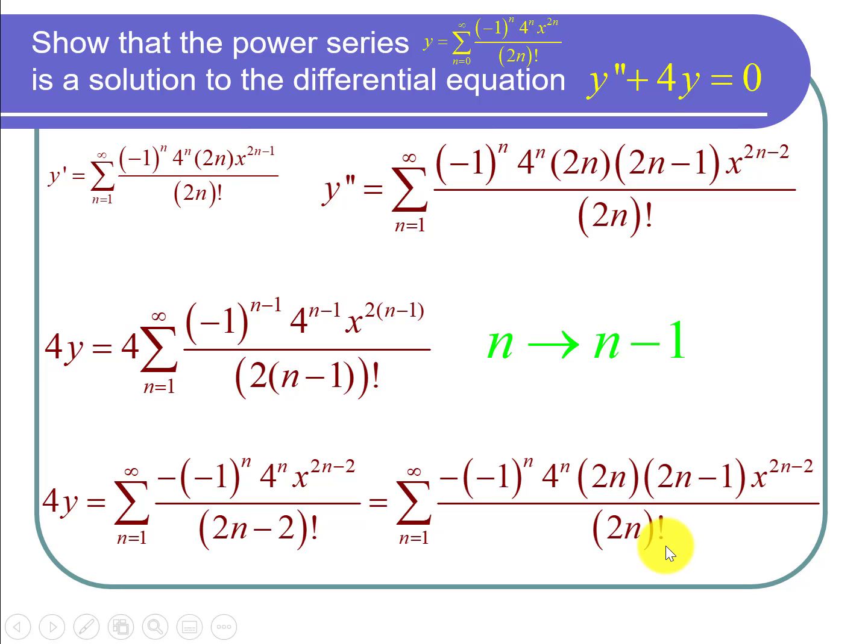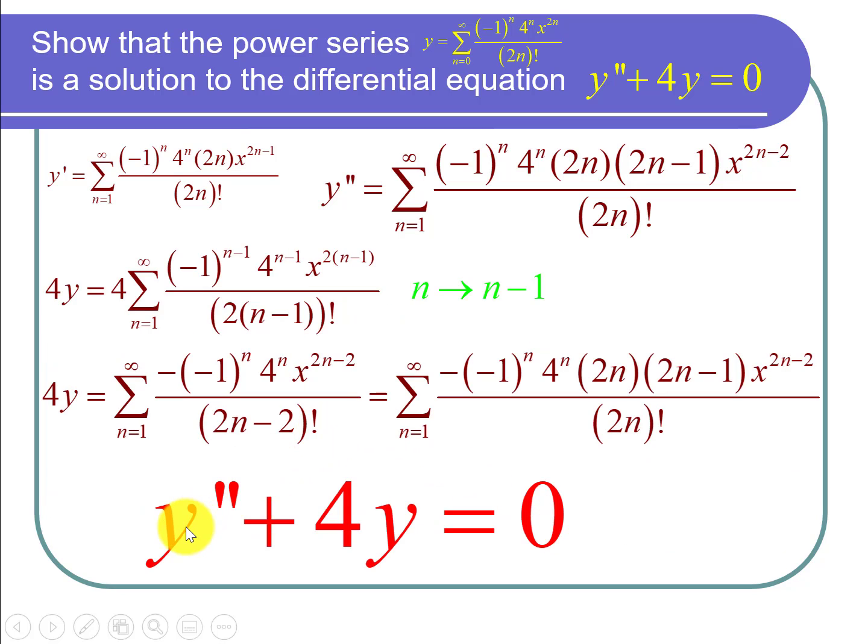So I'm pretty much there at this point, because now I can just look at it and see that if I take y double prime, which is this big expression, and I add 4y, well, those are exactly the same except this negative sign right here. So if I add something plus the negative of it, I get 0. So I can conclude that when I plug in this power series, y equals the summation n equals 0 to infinity of (-1)^n, 4^n, x^(2n) over (2n)!, into y double prime plus 4y, I get 0. And therefore, that power series is a solution to the differential equation. And I'm done with the problem.